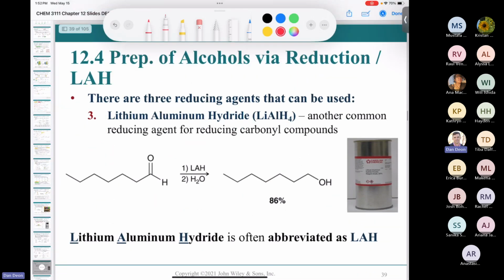Now, that was the second reducing agent. The third one is lithium aluminum hydride. And there are some points that I want to make about lithium aluminum hydride where my slides differ from the textbook a little bit. Okay, and I'll explain why.